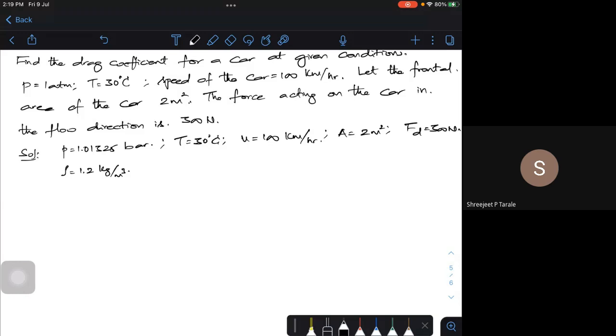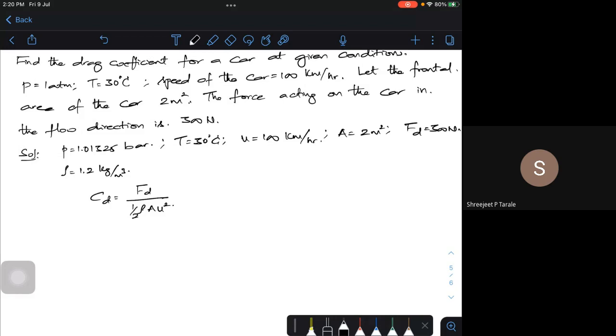Okay, so what is this discharge coefficient? What's the formula? If you go back and see from your fluid mechanics, CD is given by your drag force divided by half rho A V square. So it's the ratio of your drag force to your kinetic force, kinetic energy. This is your drag, this is your CD.